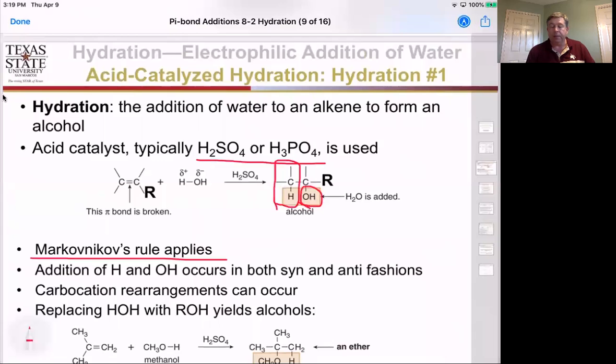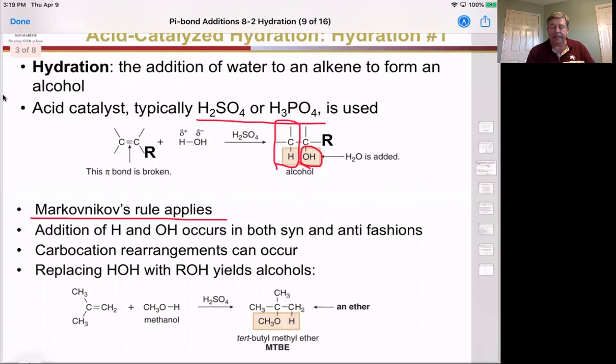Okay, now because we're going through the carbocation intermediate, we will have syn and anti addition, and therefore we can also have carbocation rearrangements occur. So if you had a secondary carbocation and it'd be more stable as a tertiary, you can get these reactions to go through that rearrangement.